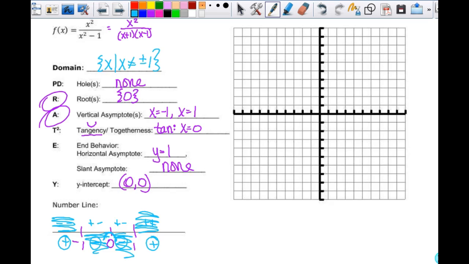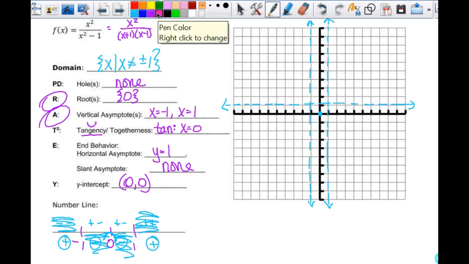Let's graph everything we can. I have a 0 at 0, vertical asymptote at -1, and again at 1. I have tangency at 0, so I'm going to bounce there. I have a horizontal asymptote at y equals 1. My y-intercept 0, 0, I already have that. Okay, so let's look at what is happening here.